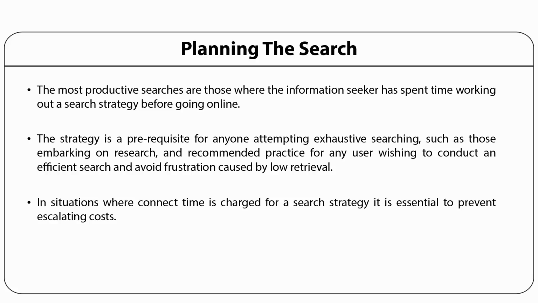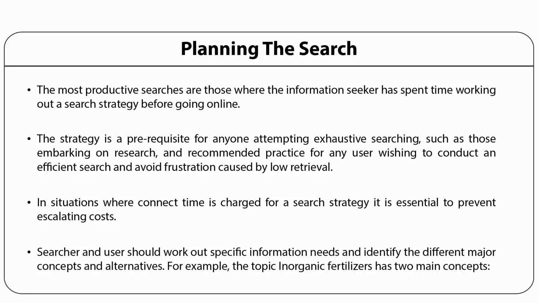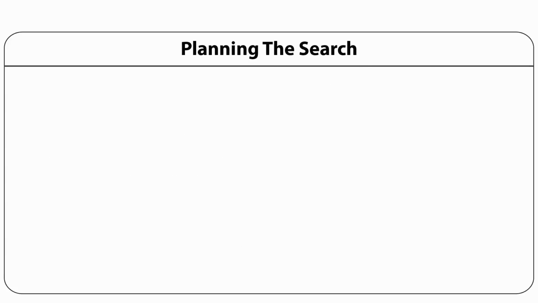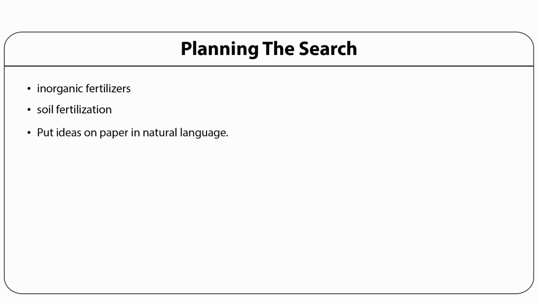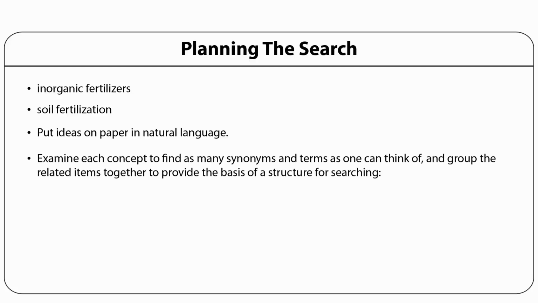Searcher and user should work out specific information needs and identify the different major concepts and alternatives. For example, the topic inorganic fertilizer has two main concepts, that is inorganic fertilizers and soil fertilization. Put the ideas on paper in natural language. Examine each concept to find as many synonyms and terms as one can think of, and group the related items together to provide the basis of a structure for searching.